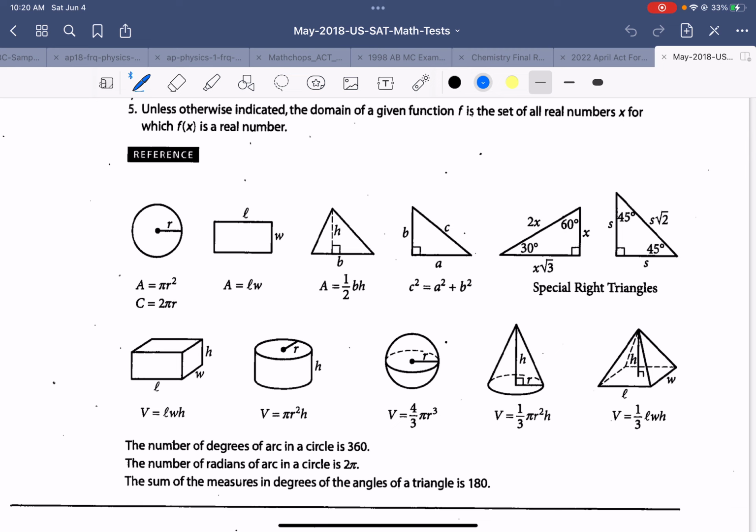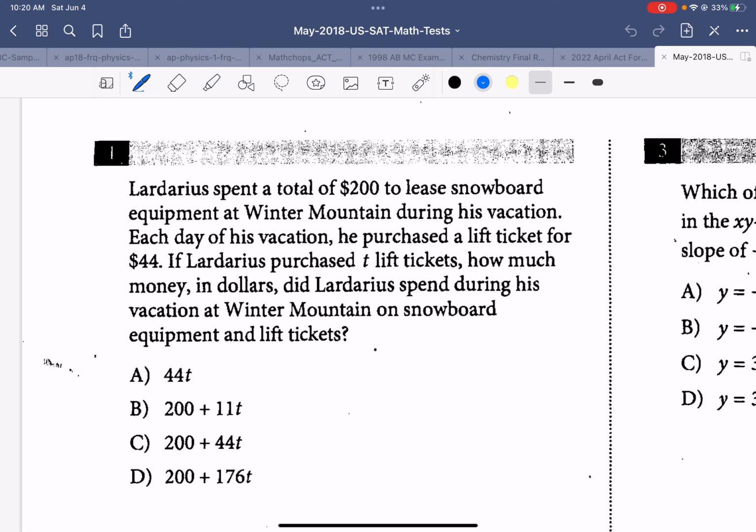Lardarius spent a total of $200 to lease snowboard equipment at Winter Mountain during his vacation. Each day of the vacation, he purchased a lift ticket for $44. Lardarius purchased t lift tickets. So how much money did Lardarius spend during his vacation at Winter Mountain on snowboard equipment and lift tickets?